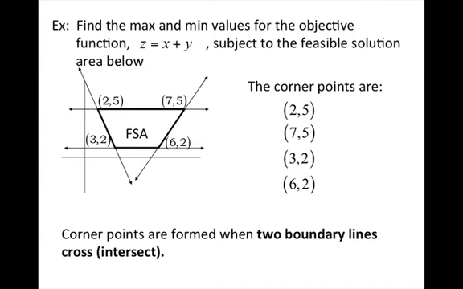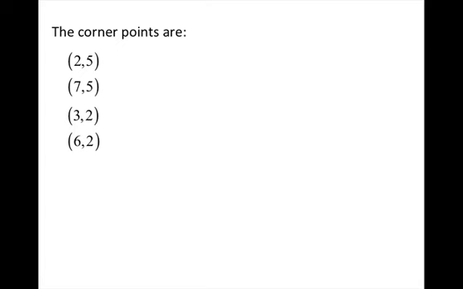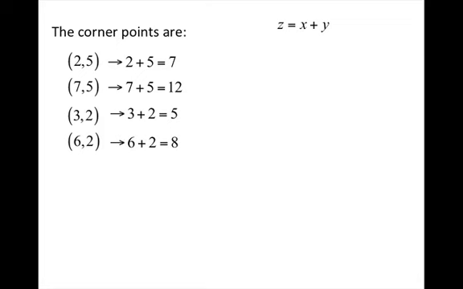To find out which corner point gives us our max and which gives us our min, I plug these values into my objective function. So my objective function was z equals x plus y. So for the first corner point, I plug a 2 in for the x and a 5 in for the y, and I get 2 plus 5 is 7. For my second corner point, I have 7 plus 5 is 12. Then 3 plus 2 is 5. And finally, 6 plus 2 is 8.